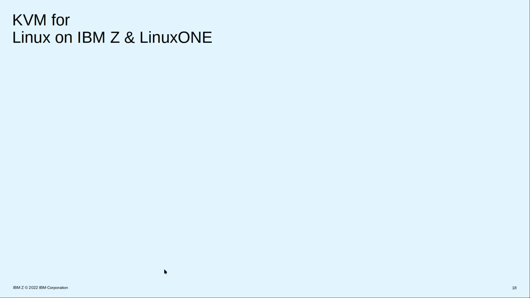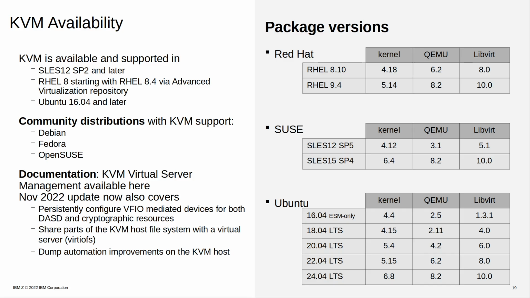But first, let's take a look at KVM on IBM Z and LinuxONE. So first off, availability. Well, KVM has been around for a while now. We start to ship it with Linux distributions, and all of the main Linux distros by now feature some shape and form of KVM support. The most important packages to look for are kernel, QEMU, and libvirt, and they get continuously updated all the time. So that's a really good story for the Linux distributors, and it makes it very worthwhile to update your Linux distribution to the latest and greatest available level.